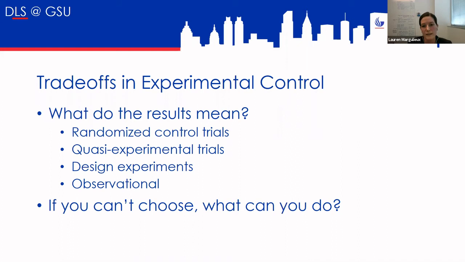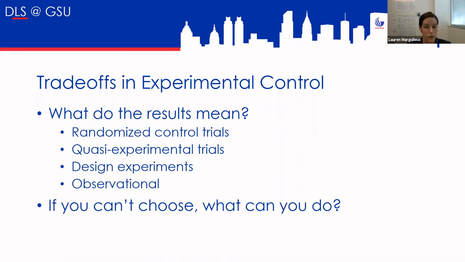Design experiments, you're making something work through this active process, and therefore you can't really say that it's going to work in any other condition. But you can say that it worked in this condition. And then observational is sort of similar, that you saw this group of people do this thing, but you can't necessarily say that that is representative of others.